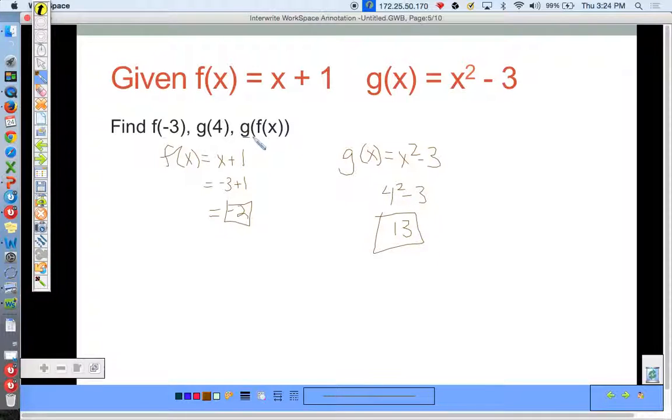Then we have that composition. So we start with our outside, x squared minus 3.